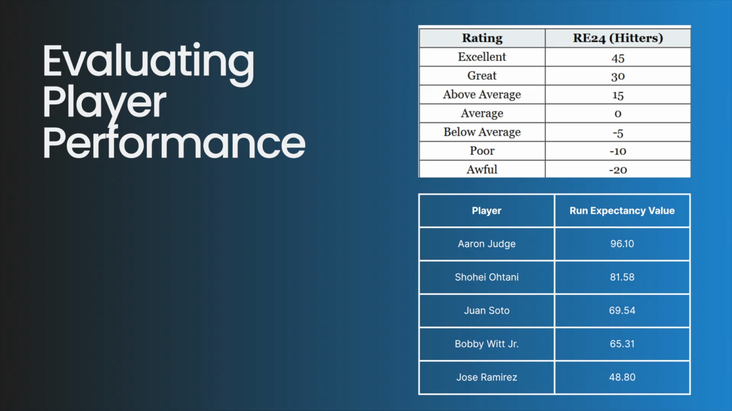Let's bring this to the player level. Metrics like RE24 take the run expectancy matrix and use it to evaluate each player's impact. Instead of counting hits or RBIs, RE24 tells us how much a player increased or decreased his team's expected runs with each plate appearance. In 2024, probably to no one's surprise, Aaron Judge led all of baseball with his 96 runs added through all of his at-bats. That's a massive contribution, far beyond what batting average would ever tell you.